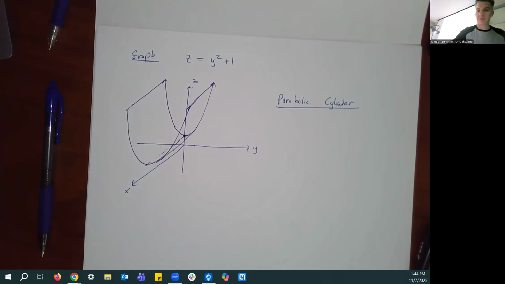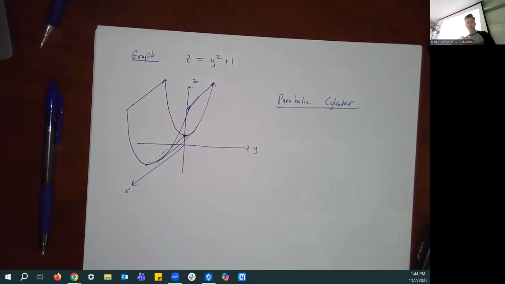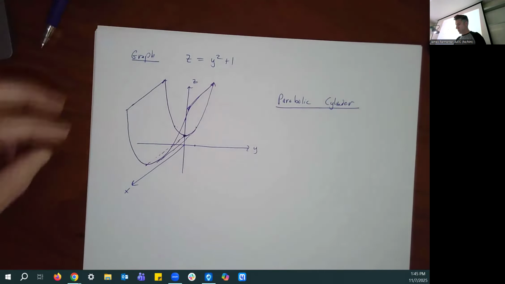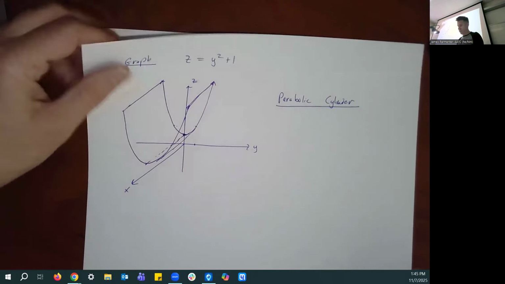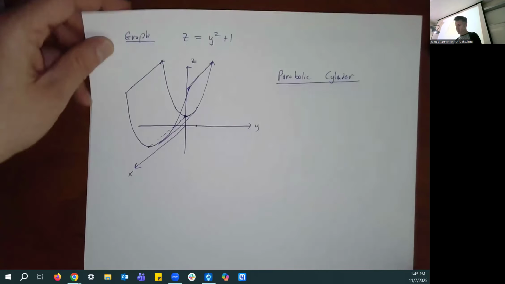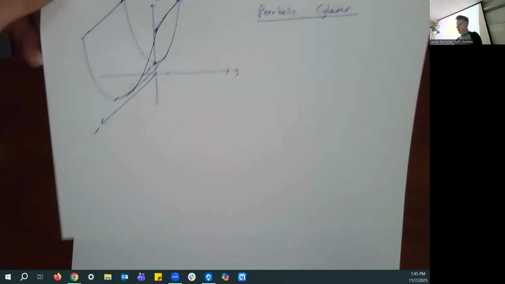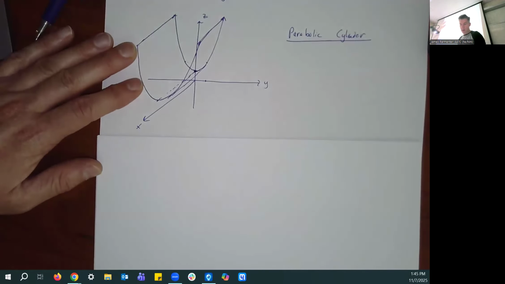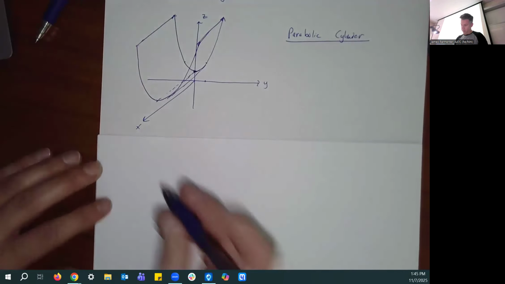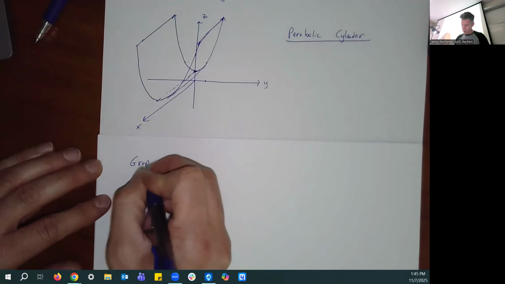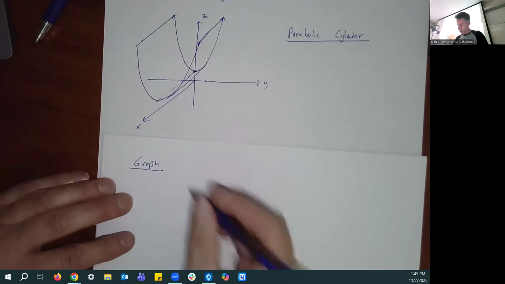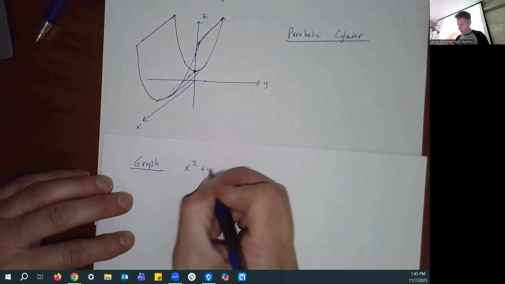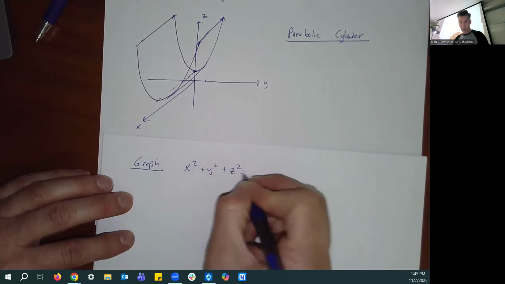Okay, so the last three-dimensional shape I'm mostly concerned about graphing is the following. We should use a new piece of paper, even though I don't really want to, but fine. So let's graph the following equation: x squared plus y squared plus z squared equals 25.